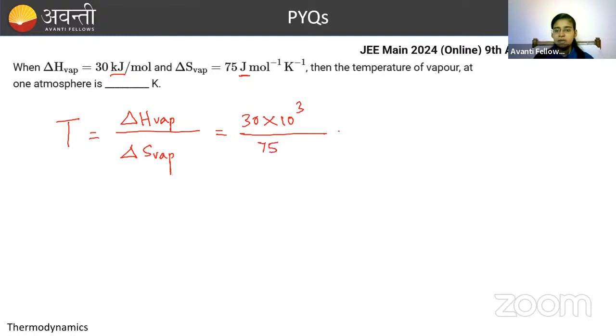What is 10 to the power 3? It is 1000. So it is 30,000 divided by 75. If you solve this, what will you get? 30,000 divided by 75 is 400 Kelvin. So the temperature of vapor at 1 atmosphere is 400 Kelvin. This is how you have to solve. Such an easy question, right? Are you all able to understand?